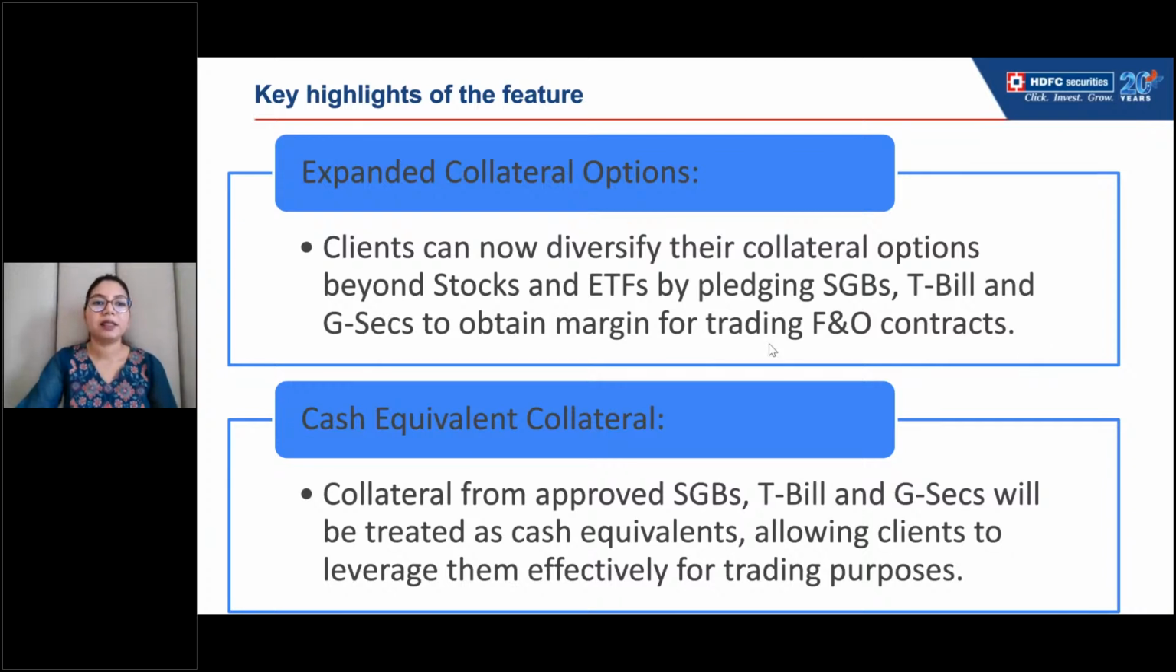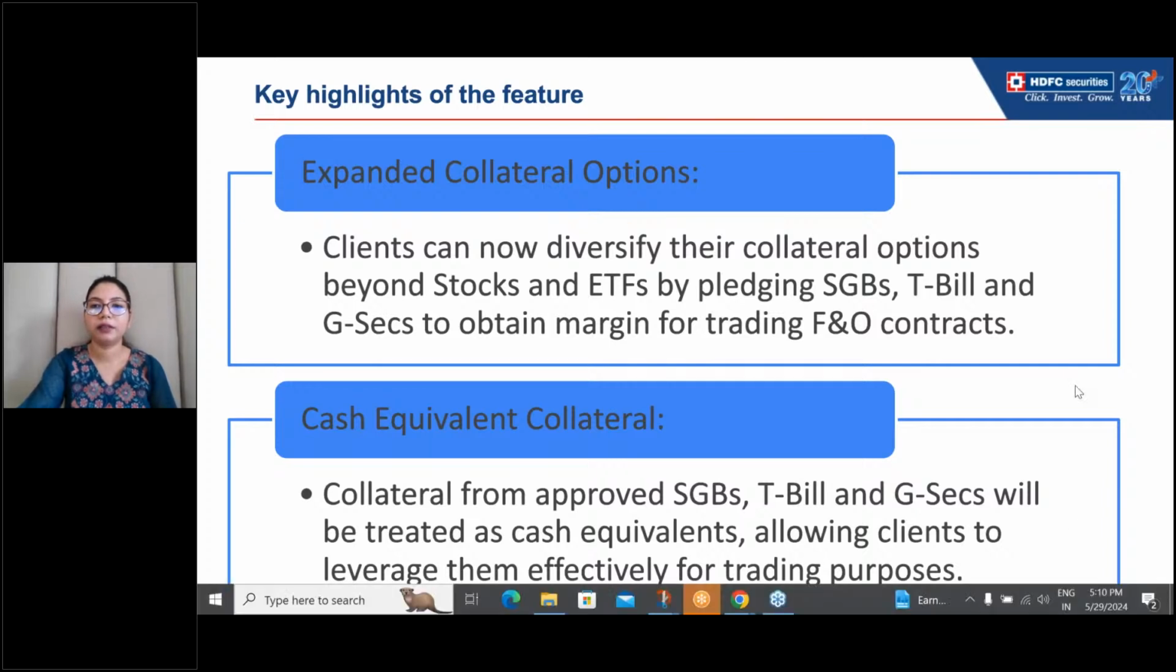All right. Next, the cash equivalent collateral. Collateral from approved SGBs, T-bills and G-Secs will be treated as cash equivalent. This is a most important thing, cash equivalent, okay? Allowing clients to leverage them effectively for trading purposes.